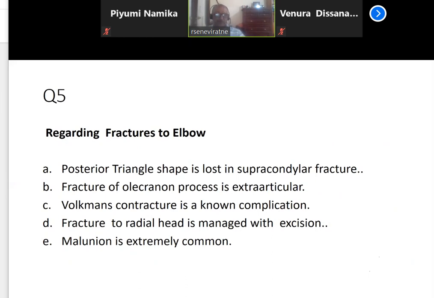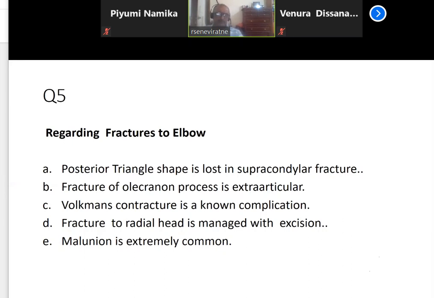Regarding fractures to the elbow, posterior triangle shape is lost in supracondylar fracture. True. You know what the posterior triangle is, right? This one and that one. Actually, it is false, because it's in dislocation that you lose the relationship triangle between the tip of the olecranon and the two epicondyles. That's how you differentiate dislocation clinically from supracondylar fracture.